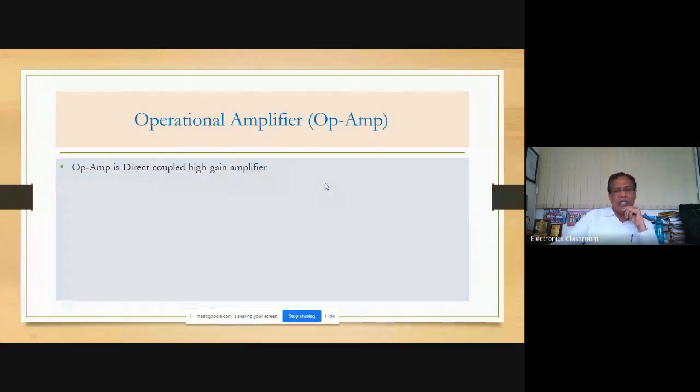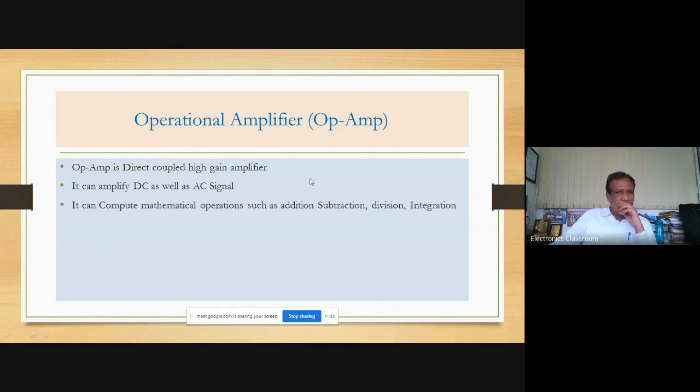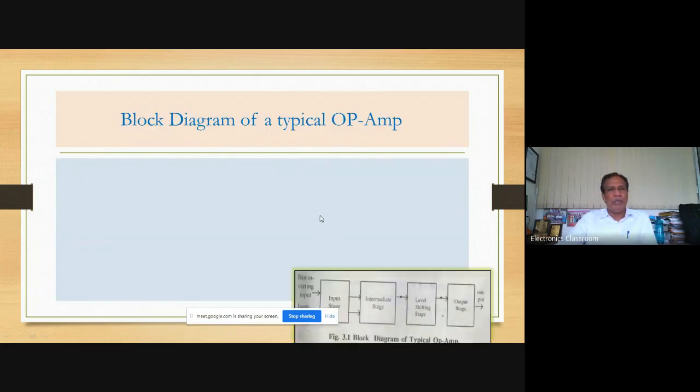So the operational amplifier is a direct coupled high gain amplifier, able to amplify AC signals as well as DC signals, that is known as a direct coupled operational amplifier. It is an integrated chip, and it can perform operations such as addition, subtraction, multiplication. That means it can perform computing operations, logical as well as arithmetic. This is the main idea behind developing operational amplifiers.